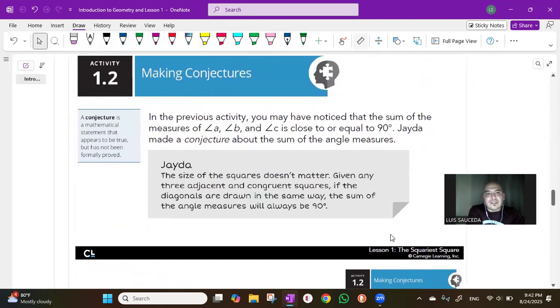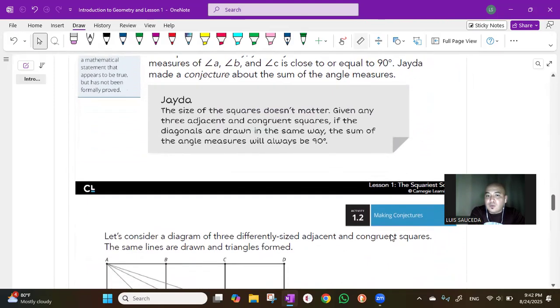So, making conjectures. In the previous activity, you may have noticed that the sum of the measures of angles A, B, and C is close to or equal to 90 degrees. Jada made a conjecture about the sum of the angles. The size of the squares doesn't matter. Given any three adjacent congruent squares, if the diagonals are drawn in the same way, the sum of the angle measures will always be 90 degrees.